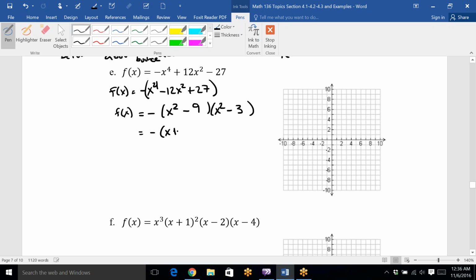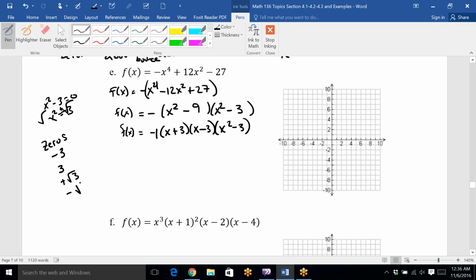The minus 9 factors again into x plus 3 and x minus 3. The x squared minus 3 does not factor, but it will give us some intercepts, essentially. So there's a negative 1 out front. So my zeros are, the negative 1 doesn't give you any zeros because it doesn't have an x on it, but you'd have a negative 3, a positive 3, and then we have to solve this x squared minus 3 equals 0. So you're taking the square root, so you get a plus or minus the square root of 3. So the first time we've had kind of an odd number show up as one of our intercepts.